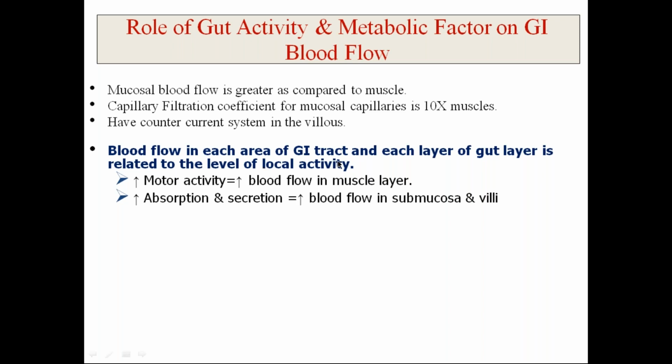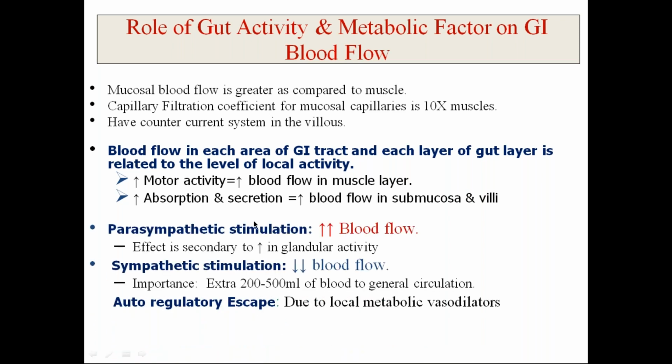Blood flow in each area of the GIT and each layer of the gut is related to the level of its activity. ठीक है, अगर activity ज़्यादा होगी तो वहाँ पे blood flow ज़्यादा required है, और अगर वहाँ पे activity कम है तो blood flow कम required है. Increase in motor activity increases blood flow to the muscle layer. Increase in absorption and secretion will increase the blood flow to the mucosa and villi. So depending upon activity कहाँ है ज़्यादा, the blood flow to that particular layer will increase.